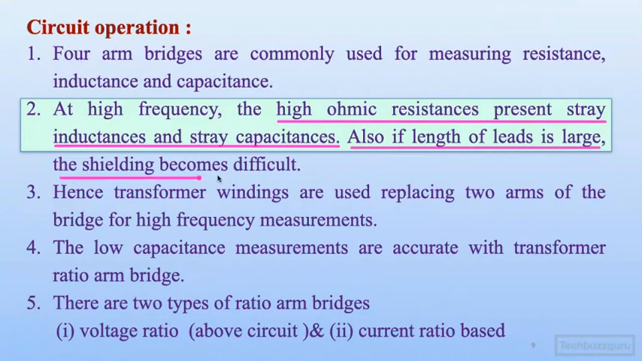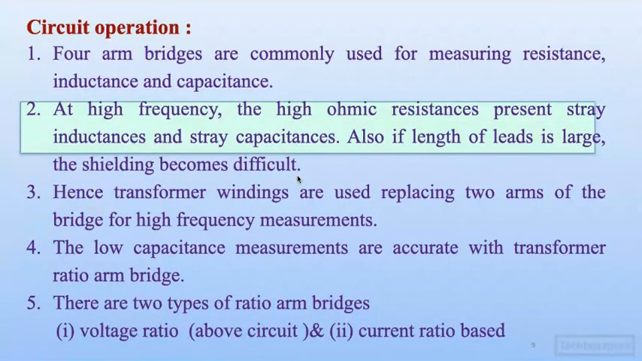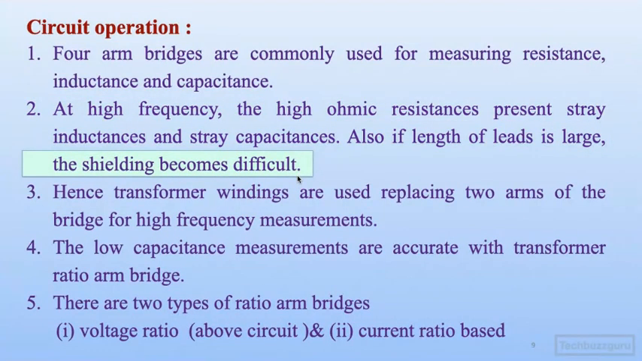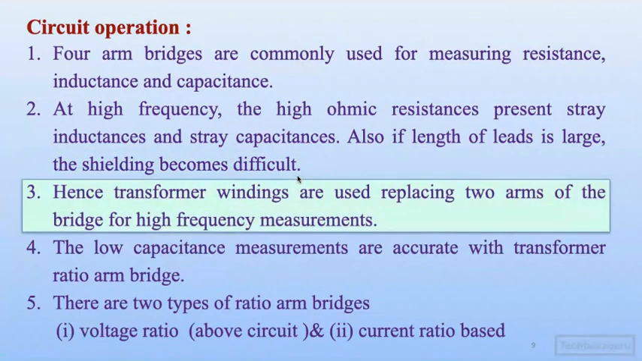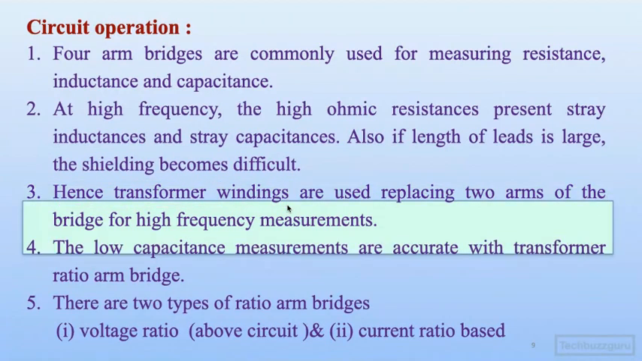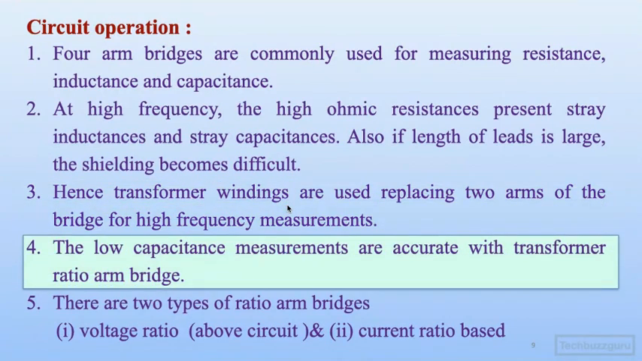then the shielding becomes difficult. So because of that, stray capacitance can also be added through the leads. Okay, shielding becomes difficult for the leads if they are large. Hence, transformer windings are used replacing two arms of the bridge for high frequency measurements. Okay. So this is very important. Instead of the stray inductance and capacitance related to the resistance, transformer windings will be used for high frequency measurement. The low capacitance measurements are accurate with the transformer ratio arm bridge.